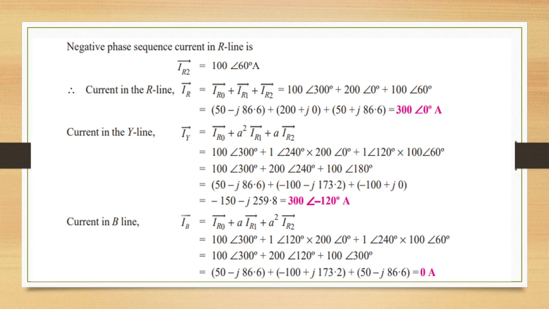Current in Y line, IY, is IR0 plus a² IR1 plus a IR2. So that is coming as 300∠-120° ampere. Current in B line, IB, is equal to IR0 plus a IR1 plus a² IR2, that is 0 amperes.